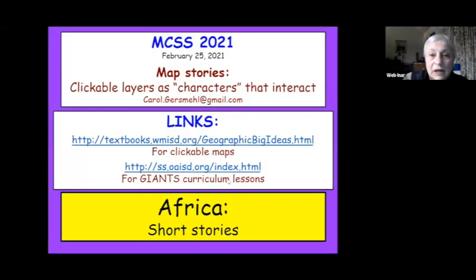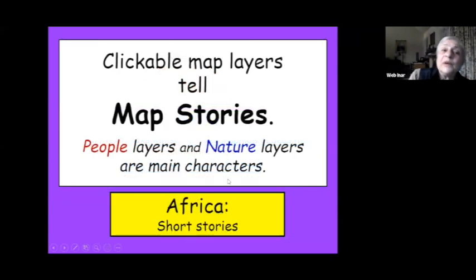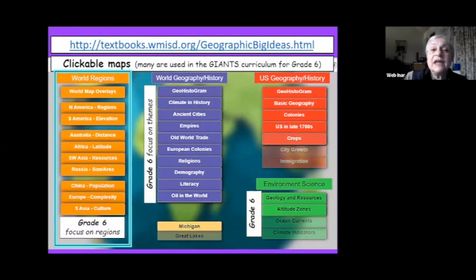Our Africa story also uses people layers and nature layers. The Africa clickable map you see is in the orange column of clickable maps. This is called Africa latitude, and you will see how important the equator is, for example.